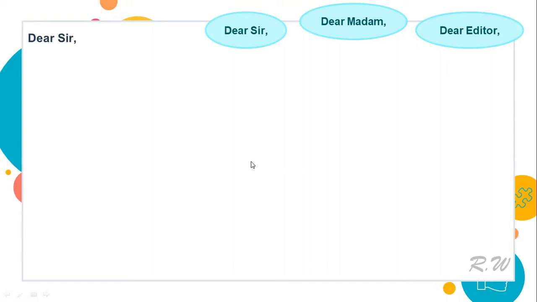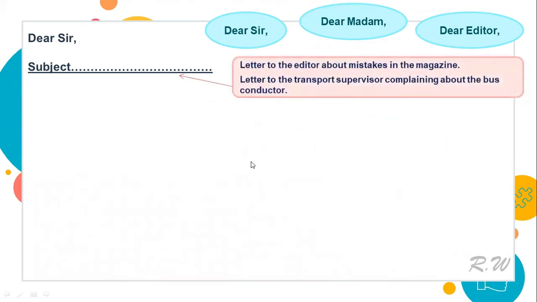So after addressing the recipient, you are going to write the subject. What does that mean? Let me explain. In simple words, a subject is a brief one-line summary, which is somewhere around 10 to 20 letters, that defines the purpose of the letter. So sometimes the subject could be something like letter to the editor about mistakes in the magazine, letter to the transport supervisor complaining about the bus conductor.